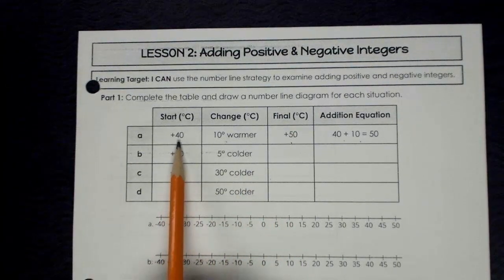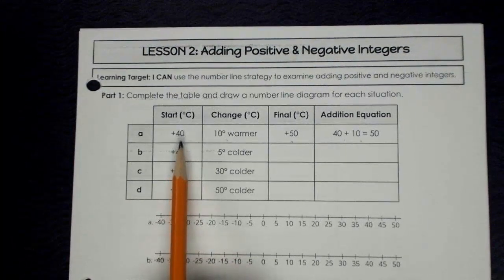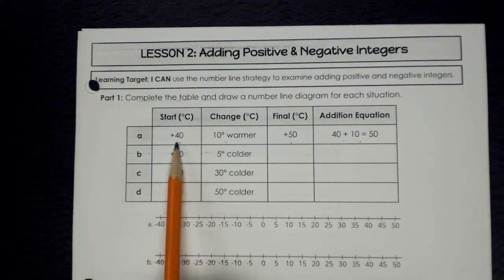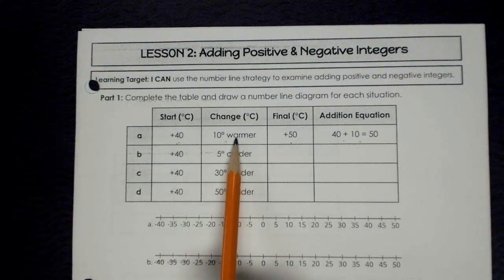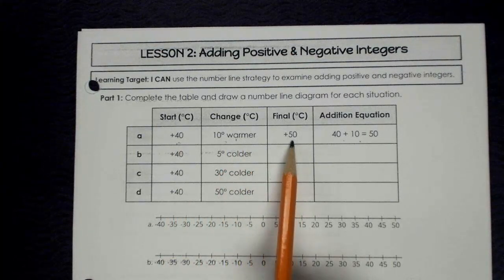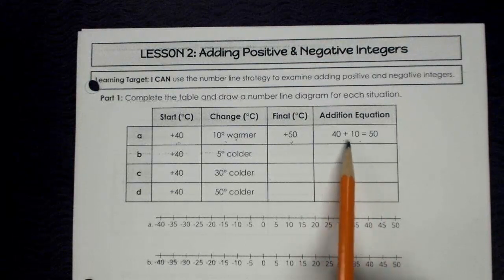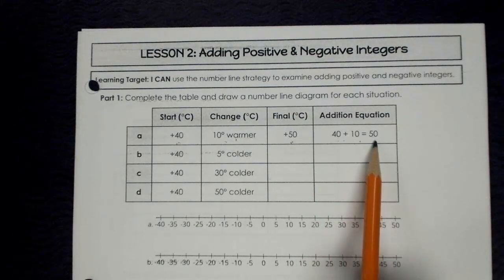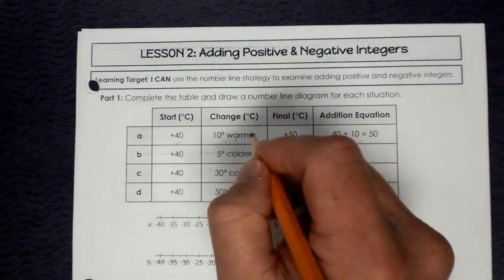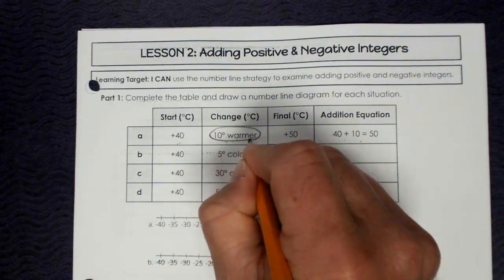So let's look at part A. It's already done for us. We're talking about temperature change. We start at 40 degrees. We get 10 degrees warmer. We end up at 50 degrees. And then it wants you to create an equation. So basically we just added 40 and 10 and got 50. And the reason we're adding is it got warmer.